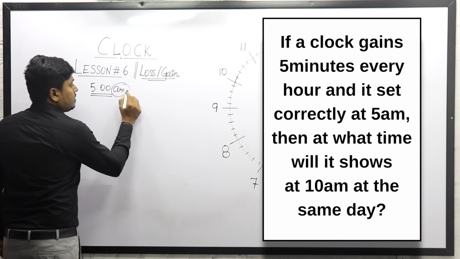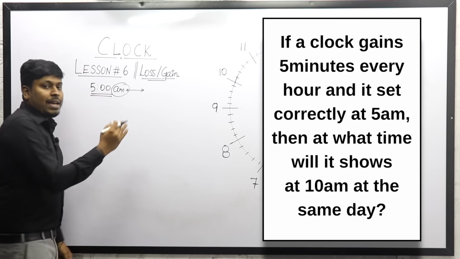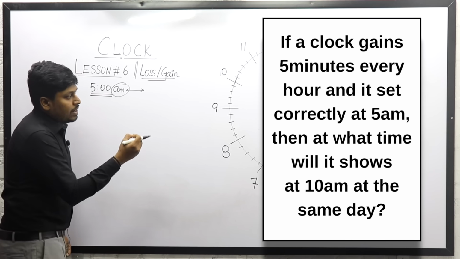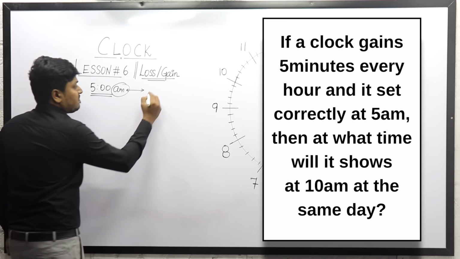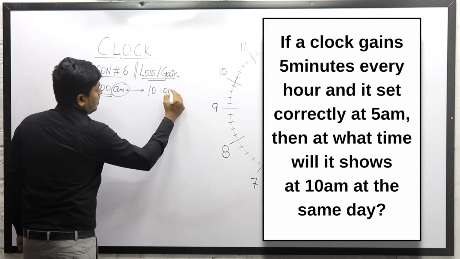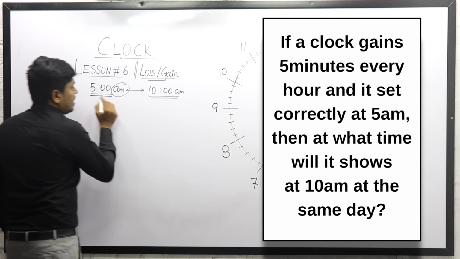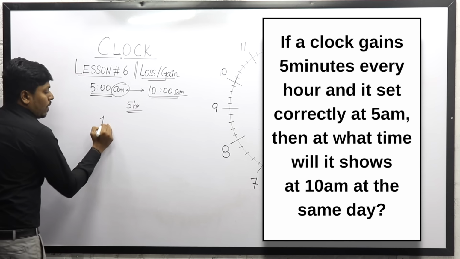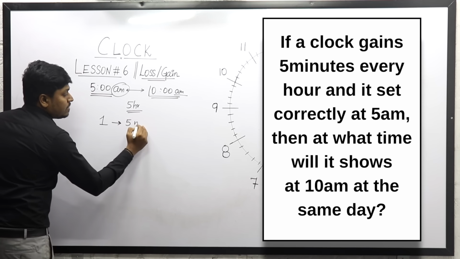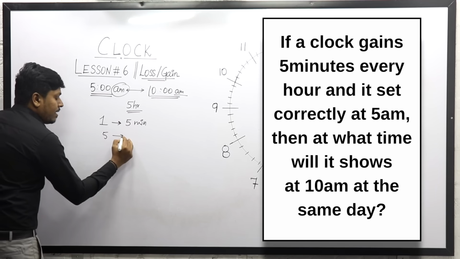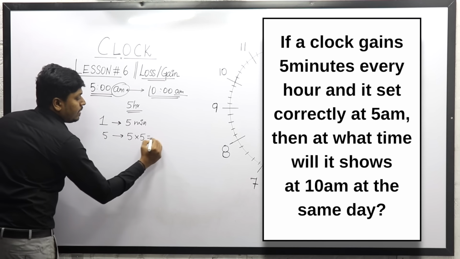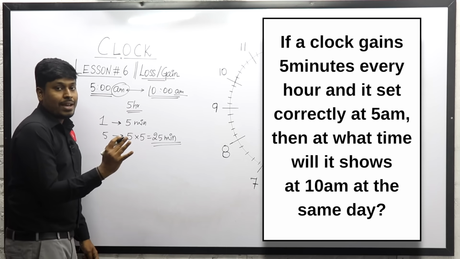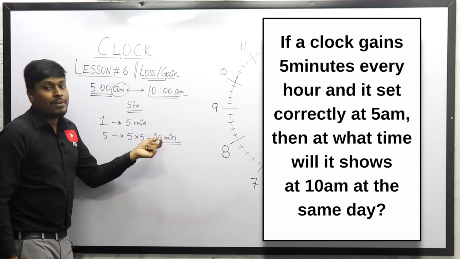Our target is to find, after this 5 a.m., where the clock is gaining 5 minutes in every hour, what time it will show at 10 a.m. So what is the difference? From 5 a.m. to 10 a.m., the difference will be 5 hours. For 1 hour we know the clock gains 5 minutes, so for 5 hours the clock will gain 5 into 5, which is 25 minutes. So for the 5 hour difference, the clock has gained 25 minutes more.